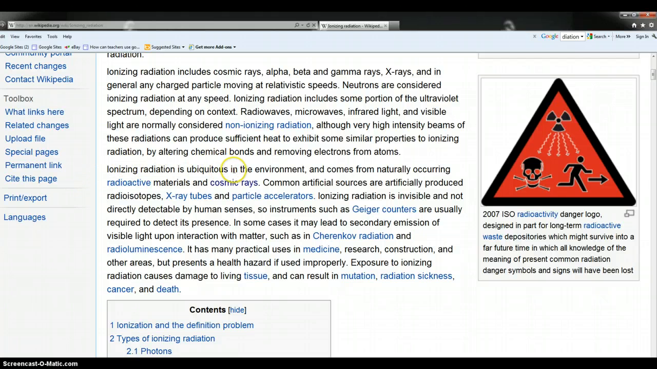Ionizing radiation is natural, it's ubiquitous in the environment, and it comes from naturally occurring radioactive materials that are produced in the center of the Earth and from cosmic rays, which come from space. When cosmic rays intercept atoms in the atmosphere, then gamma rays can be produced and other particles can be produced secondarily from those interactions in the upper atmosphere. We'll see later that ionizing radiation passes through us constantly all the time.